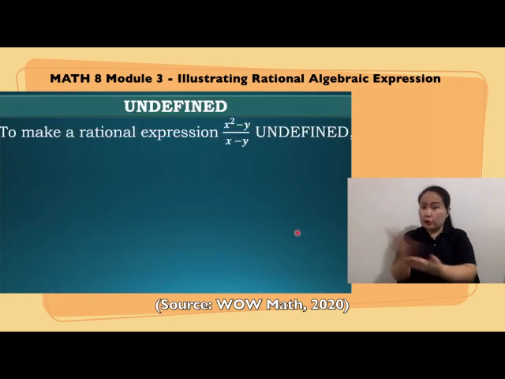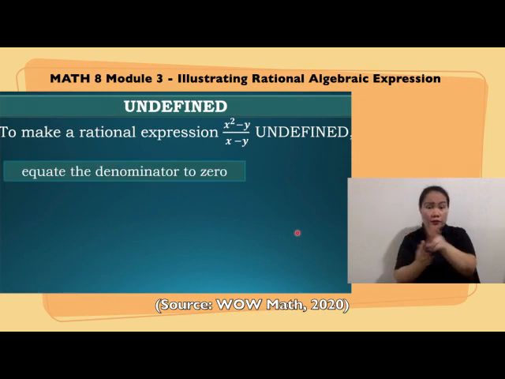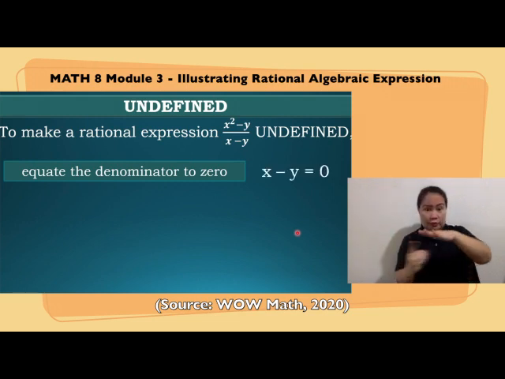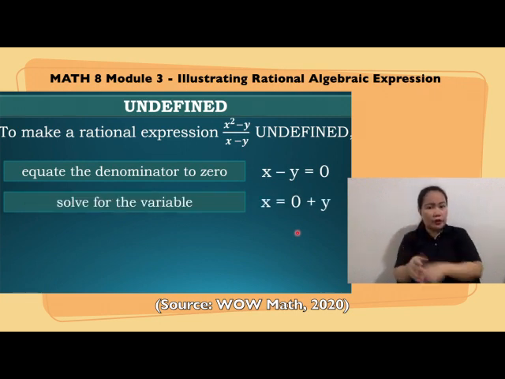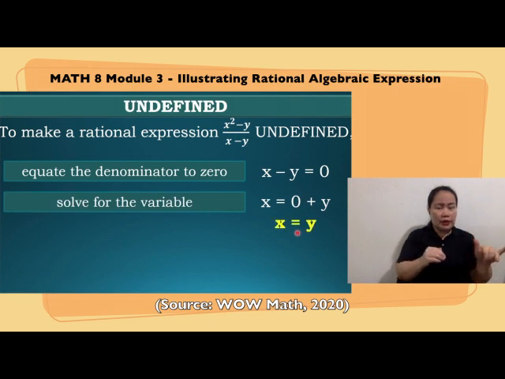Another. So, to make a rational expression x squared minus y all over x minus y undefined, so this is another case if you are given two variables. So, equate the denominator to 0. Ano dapat ang value ni x at y para hindi siya maging undefined? Okay? So, ano yung value na hindi pwede? So, equate the denominator by 0. So, we will have x minus y equals 0. Solve for the variable. So, that is x is equal to 0 plus y. So, magiging x is equals to y.